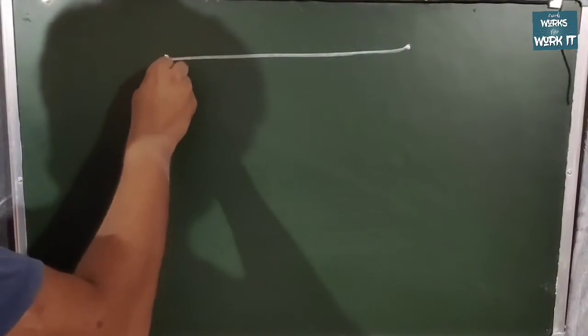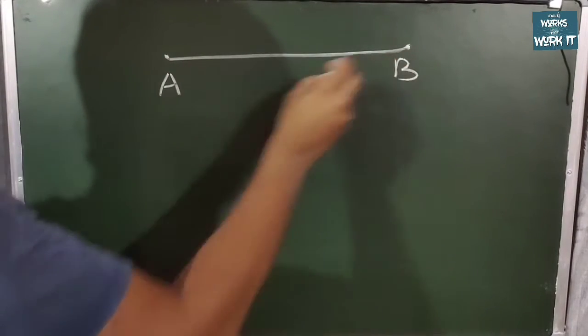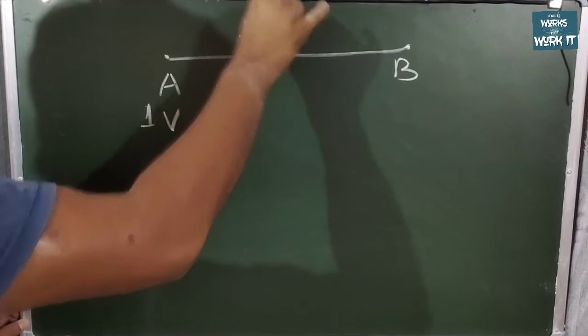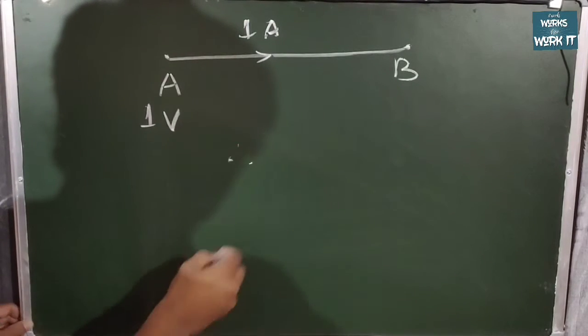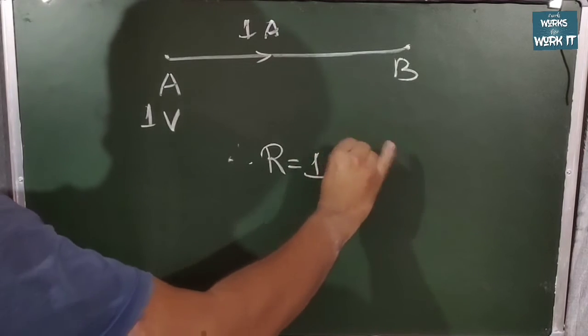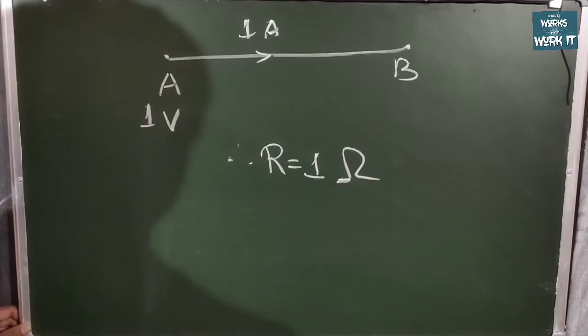Suppose a wire is there, AB, with 1 volt potential difference and flowing 1 ampere of current. So our resistance will be 1 ohm.